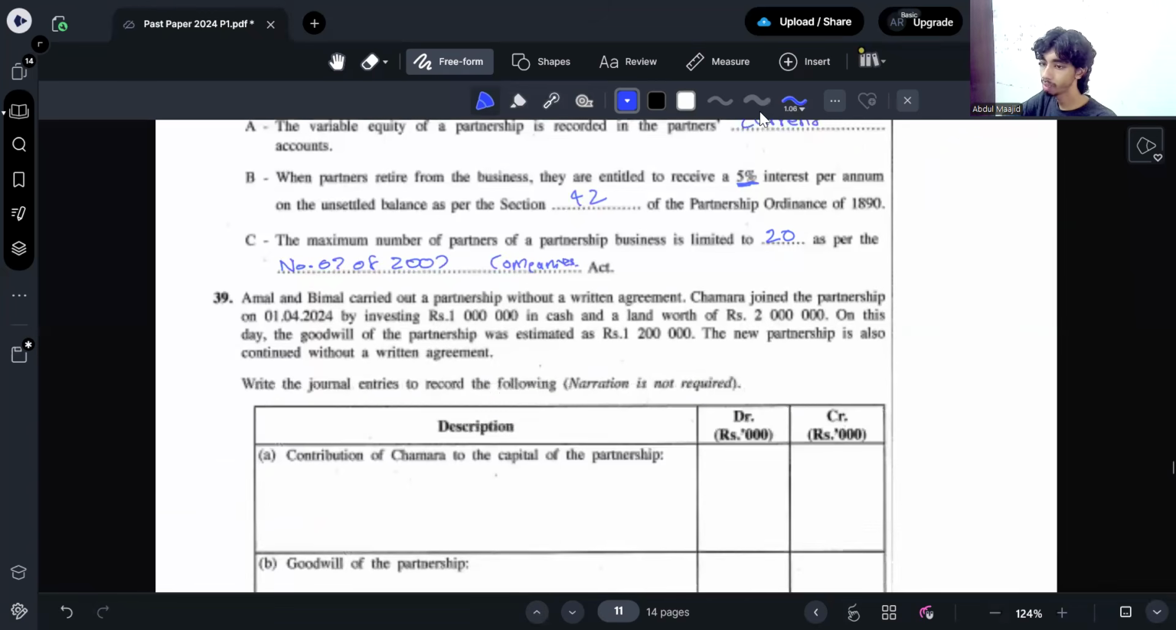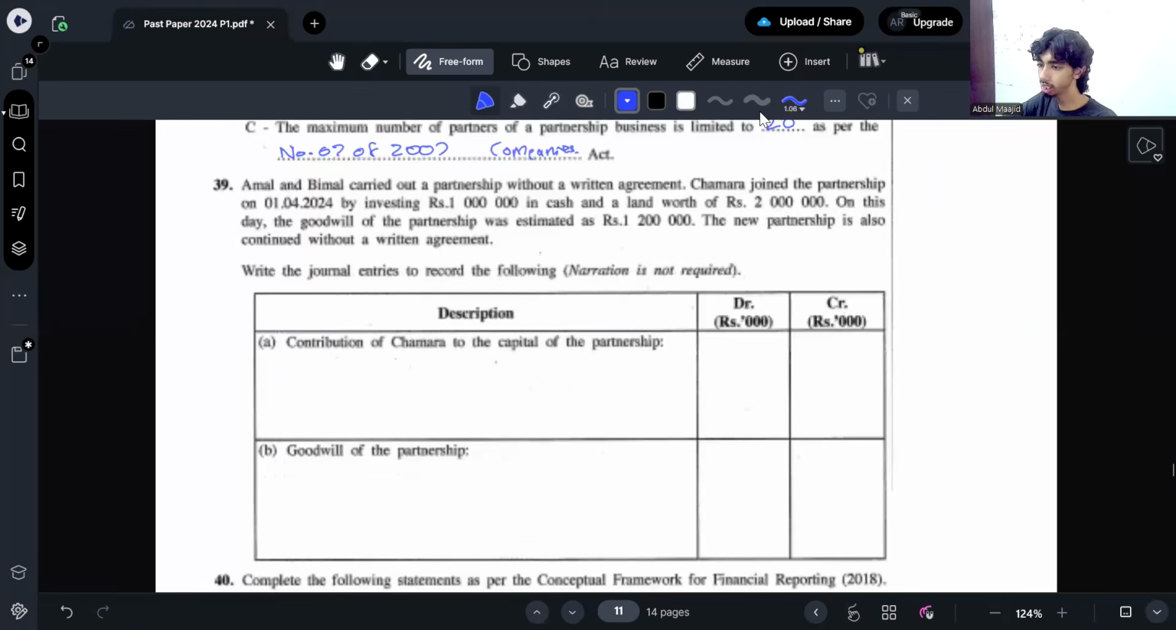Okay. 39. Amal and Bimal carried out a partnership without a written agreement. Chamara joined the partnership on 1st of April 2024 by investing 1 million in cash and land worth 2 million. On this date, the goodwill of the partnership was estimated as 1,200,000. The new partnership is also continued without a written agreement. Okay. We should write a double entry for contribution of Chamara to the capital of the partnership. Chamara is contributing 1,000 in cash, 2,000 in land.